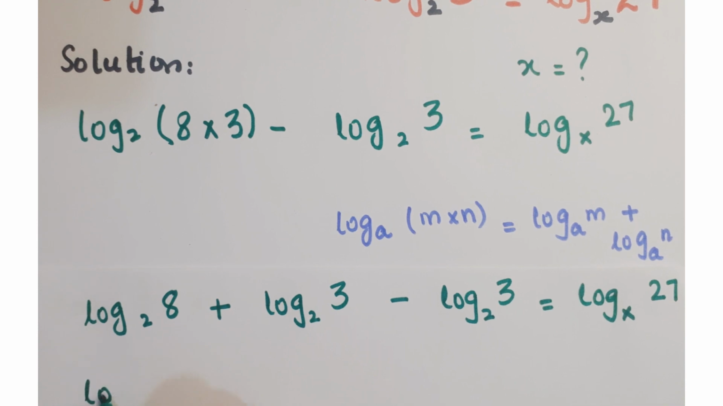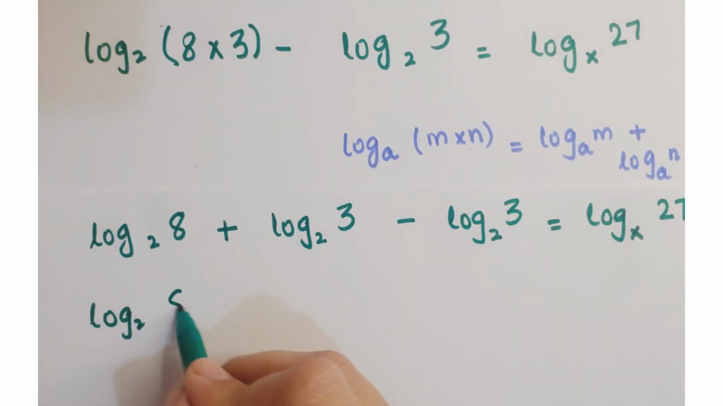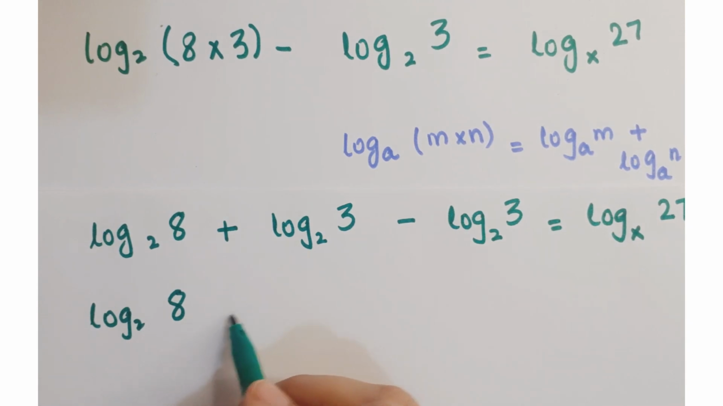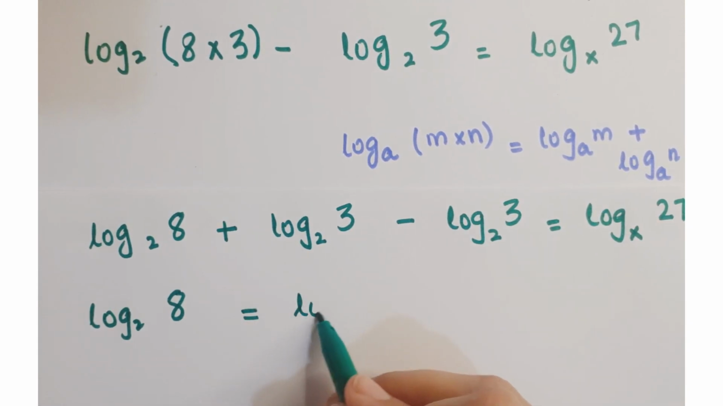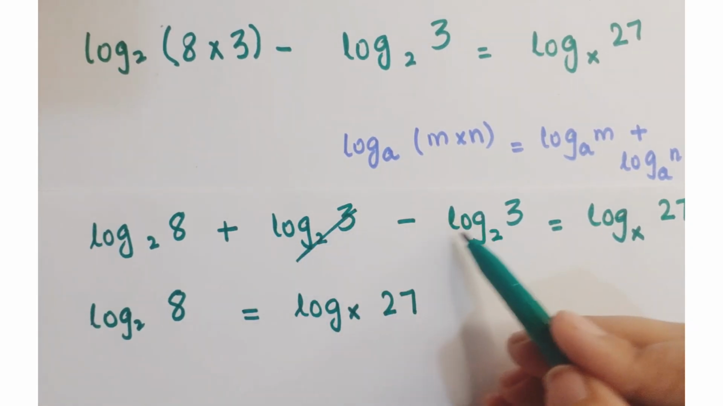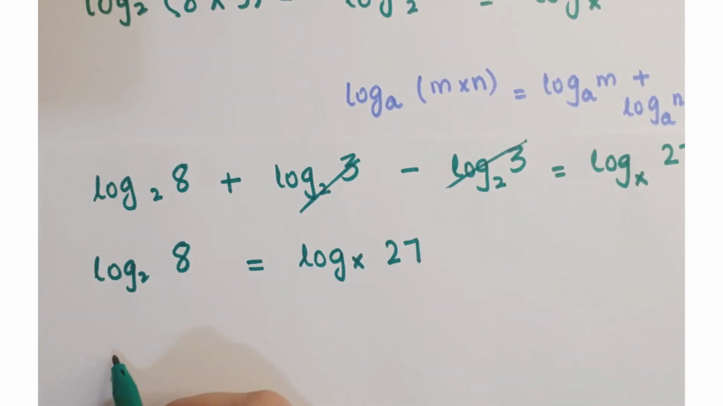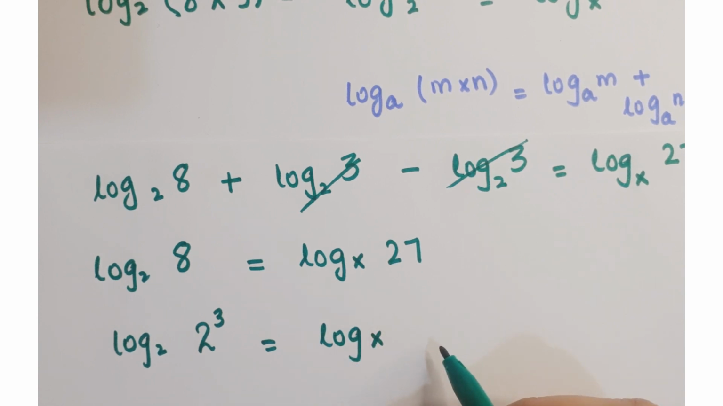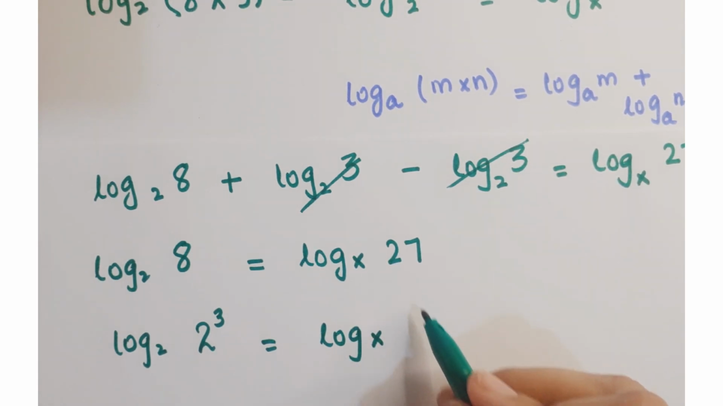Now you can write this as log of 8 to the base 2. Now this term and this term get cancelled. So we get here log of 8 to the base 2 is equal to log of 27 to the base x. Further, you can write this 8 as 2 cube, and this 27 can be written as 3 cube.